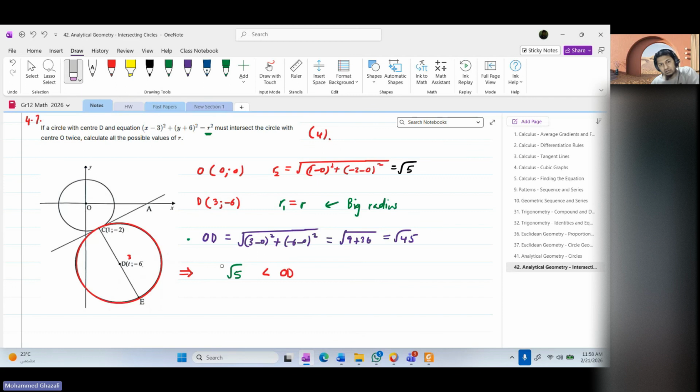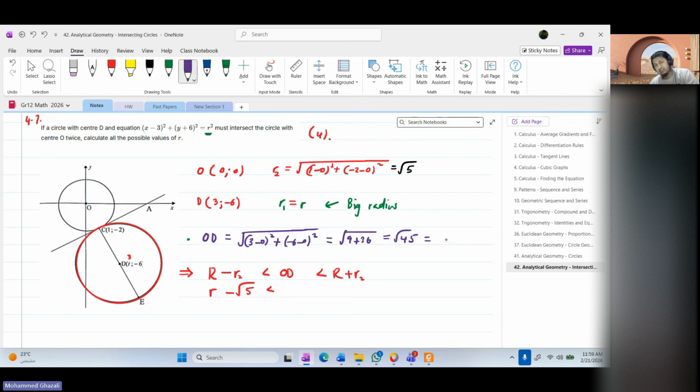Let me write it like this so you don't forget. Let's write down the rule. It's like capital R minus small r and R plus small r. So capital R is from that equation. See, they just said that is small r, right? And the small r is actually root 5, R2. And what is OD? Square root of 45.